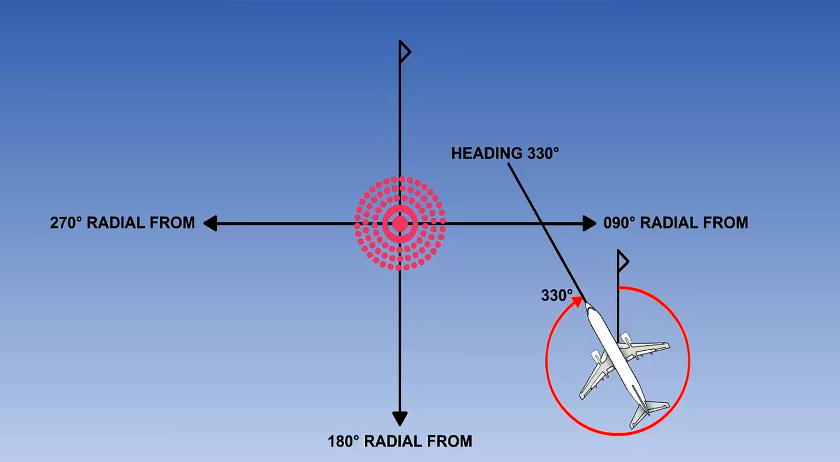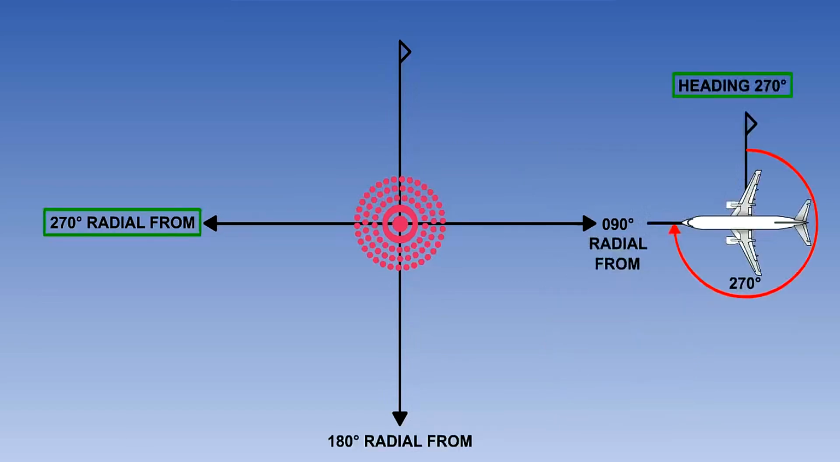Remember that these radials are like spokes of a wheel and move out from the center. So, if you are flying to the beacon, your heading is that of the radial leaving the beacon, which is the other side of the beacon to where you are at present. Do not consider yourself to be on the 090 radial, the reciprocal of 270, because you are not flying in the direction of that radial from the beacon.